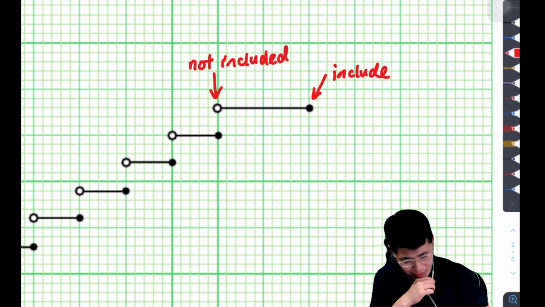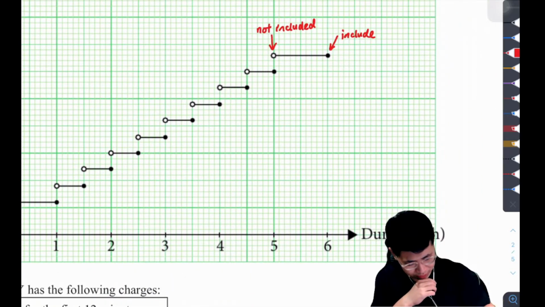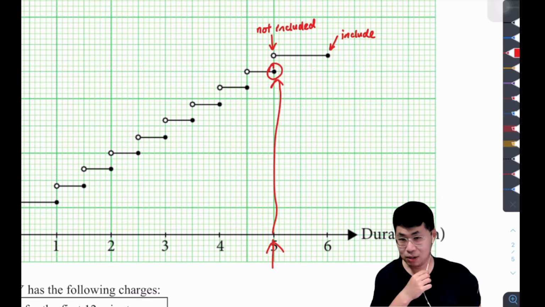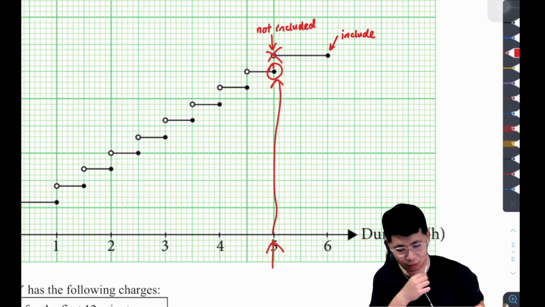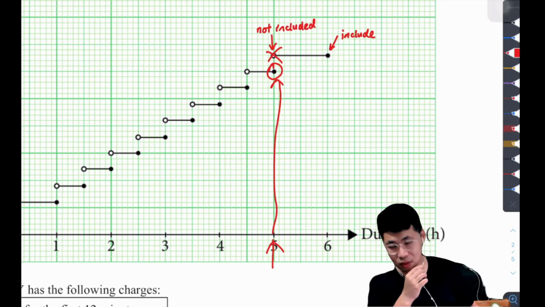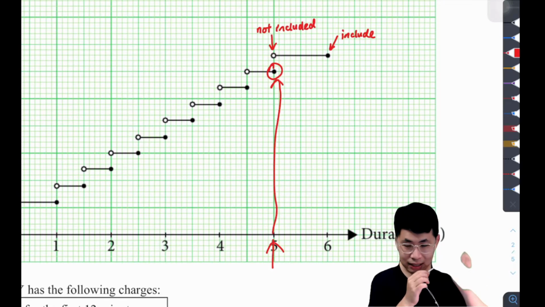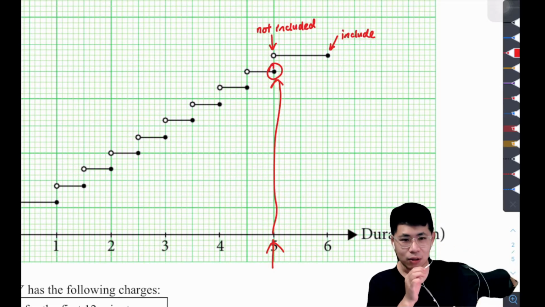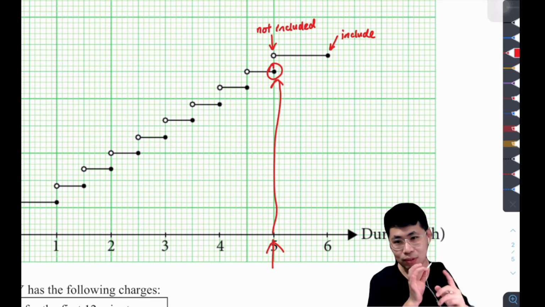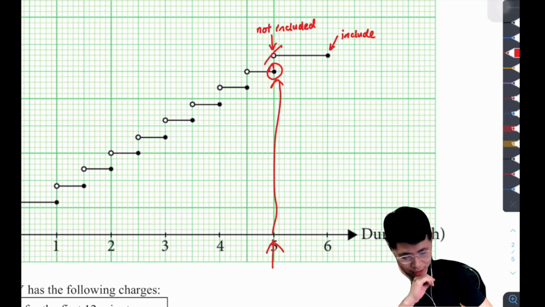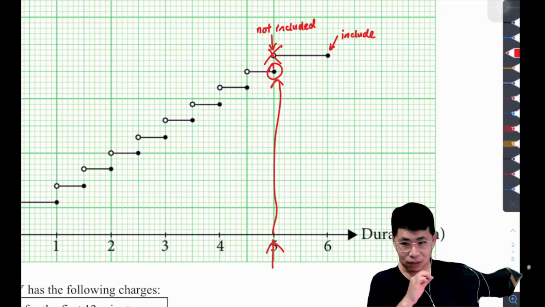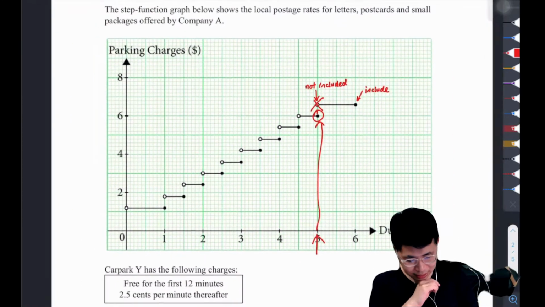Okay, so when you read this, let's say the duration is going to be 5 hours, we read the included value and not the one that is not included. The black dot means it is inclusive, the white dot means we exclude the number, and we read the one with the black dots. So with this concept of how to read, let's take a look.